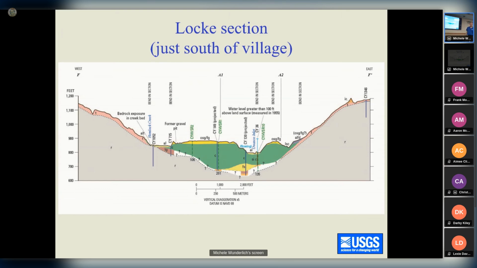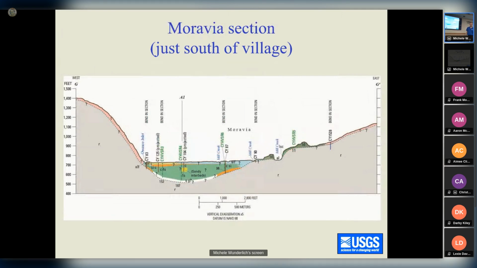Okay. We'll just go down to Moravia. It's a similar situation, although there's a big alluvial fan in Moravia, so that's a kind of a fan-shaped deposit where a large tributary comes in.